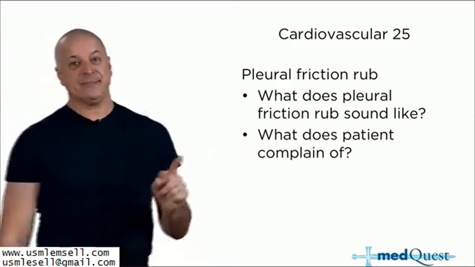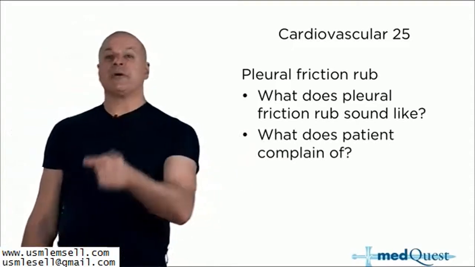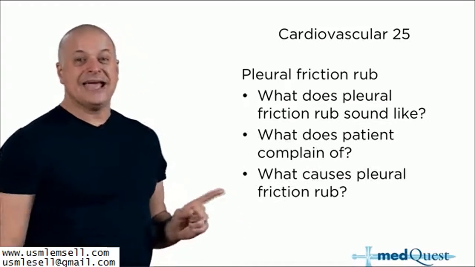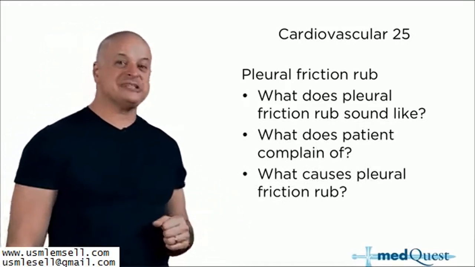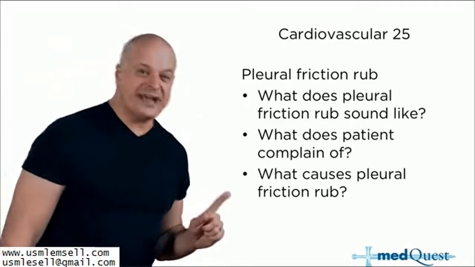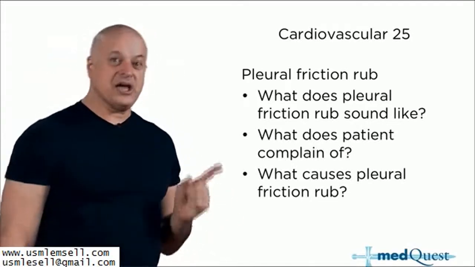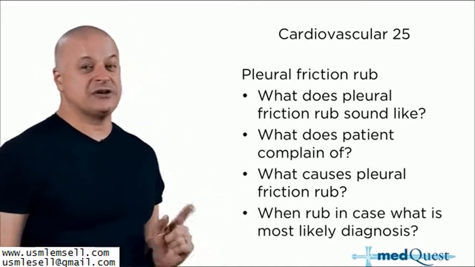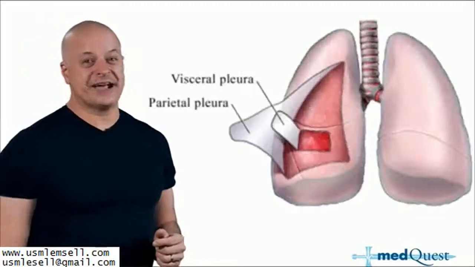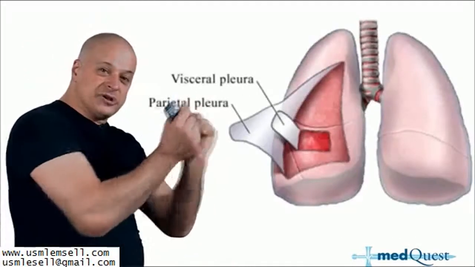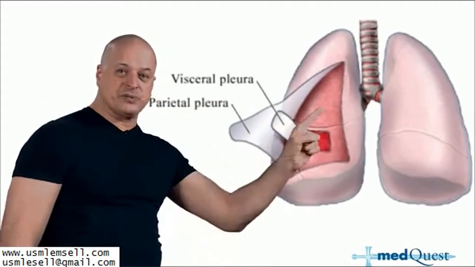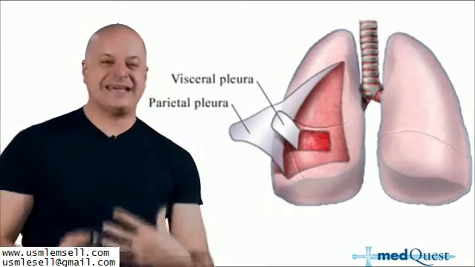Then they're breathing, and it's pleuritic pain. The cause of friction rubs is infection. Sometimes uremia, sometimes lupus, but usually infections. When you see a rub in the case, it's often an infection where the visceral pleura and the parietal pleura get inflamed and start rubbing against each other.